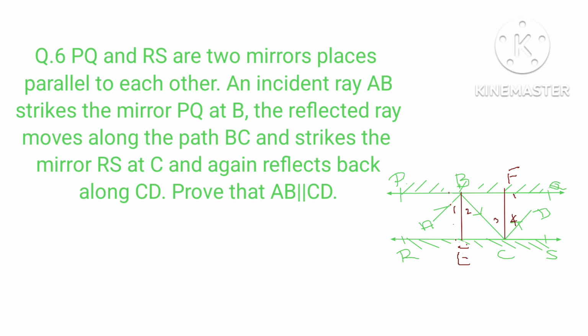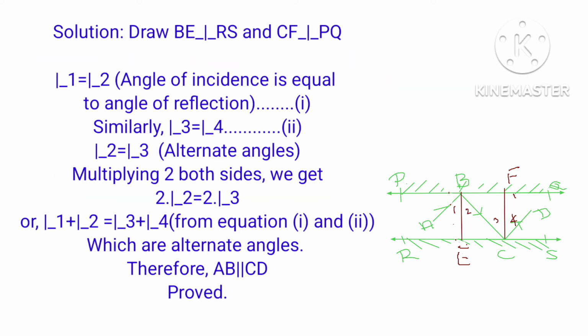Question number 6. PQ and RS are two mirrors placed parallel to each other. An incident ray AB strikes the mirror PQ at B. The reflected ray moves along the path BC and strikes the mirror RS at C and again reflects back along CD. Prove that AB parallel to CD. Solution. Draw BE perpendicular RS and CF perpendicular PQ.